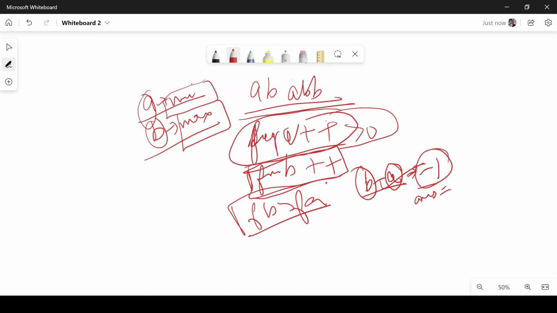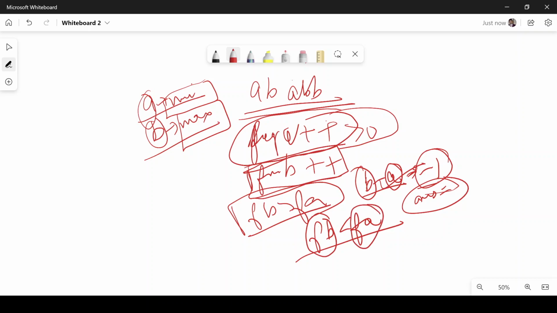The main problem arises when frequency of b is less than frequency of a, because we are considering b as the character having maximum frequency and a as the character having minimum frequency, right? Maximum, minimum, they are just two characters. Now if frequency of b is less than frequency of a, then we can omit the substrings that we have considered till now.